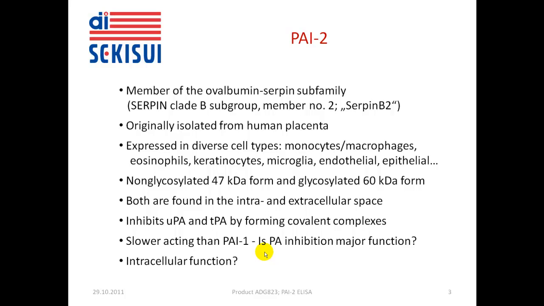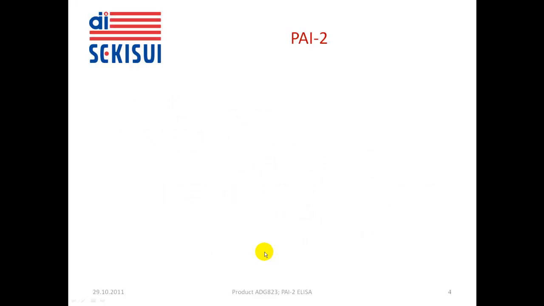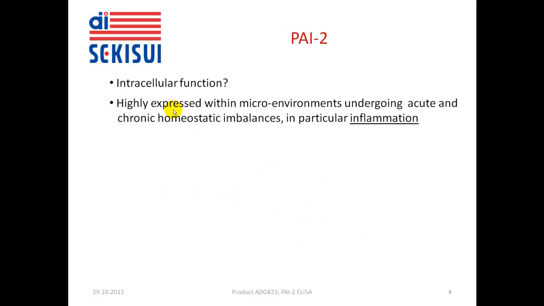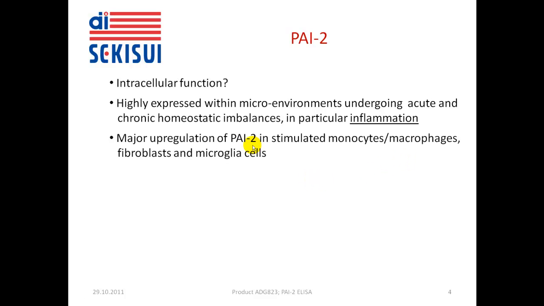Since there are significant amounts of PAI-2 found in the intracellular space, it was asked whether PAI-2 may have primarily an intracellular function. It was also found that PAI-2 is highly expressed within microenvironments which undergo acute and chronic homeostatic imbalances, in particular in inflammatory situations. PAI-2 shows major upregulation in stimulated monocytes, macrophages, fibroblasts, and microglia cells.